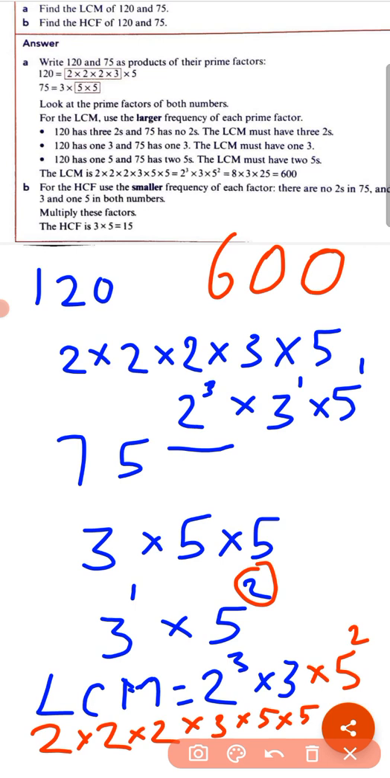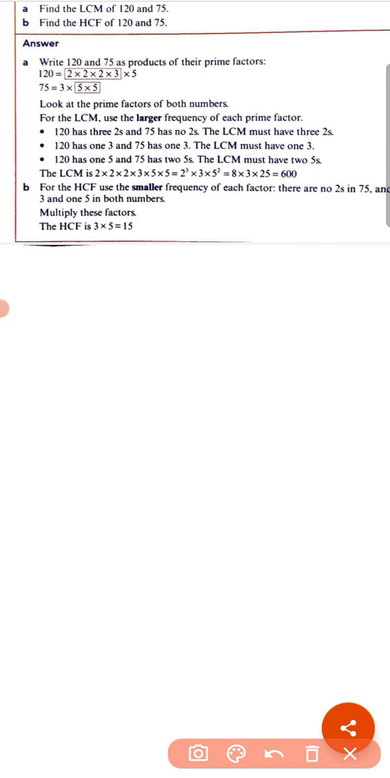So our LCM is 2 to the power of 3 into 3 into 5 to the power of 2. When we multiply these numbers, you will get 600 as the answer. This is the LCM. Okay. Now we are going to find the HCF.